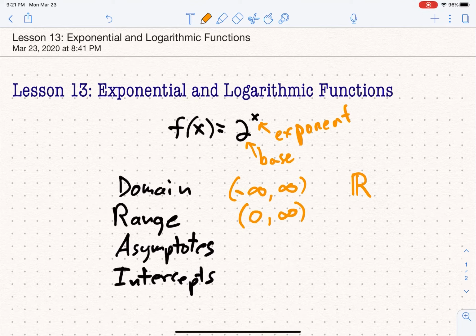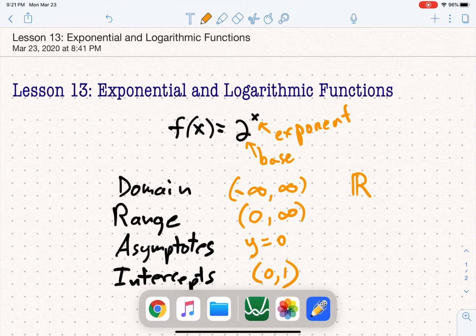Asymptotes, all of these had an asymptote as you were going off to the left. It was a horizontal asymptote. Those things were approaching y equals 0. And the intercepts, they all had a single y-intercept, and that was the point (0, 1). This is the one point that they all share in common.